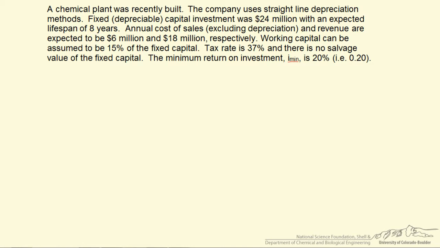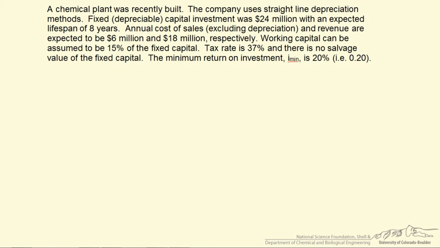Now, our annual cost of sales, which excludes depreciation, and revenue are expected to be $6 million and $18 million respectively. Our working capital could be assumed to be 15% of the fixed capital costs, and our tax rate is 37%. There's no salvage value for the fixed capital, and our minimum return on investment is 20%, which is pretty high, but we'll use this as a comparison for the investment.